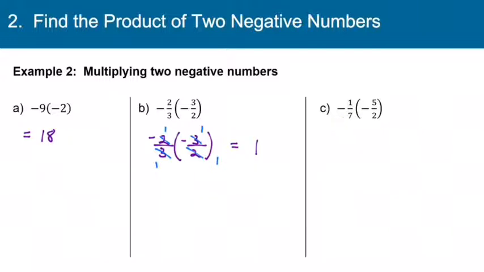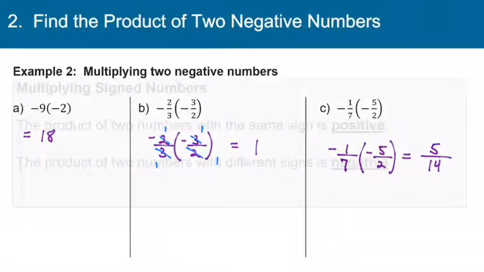And let's look at part C. Negative times negative, of course, will be positive. And here, when we look for factors that can be divided by the same thing, we don't get any common factors. So we'll just go ahead and say that top times top is 1 times 5, so that's 5. And bottom times bottom is 7 times 2, so that's 14. And of course, this cannot be reduced, and our final answer here is positive 5 over 14.